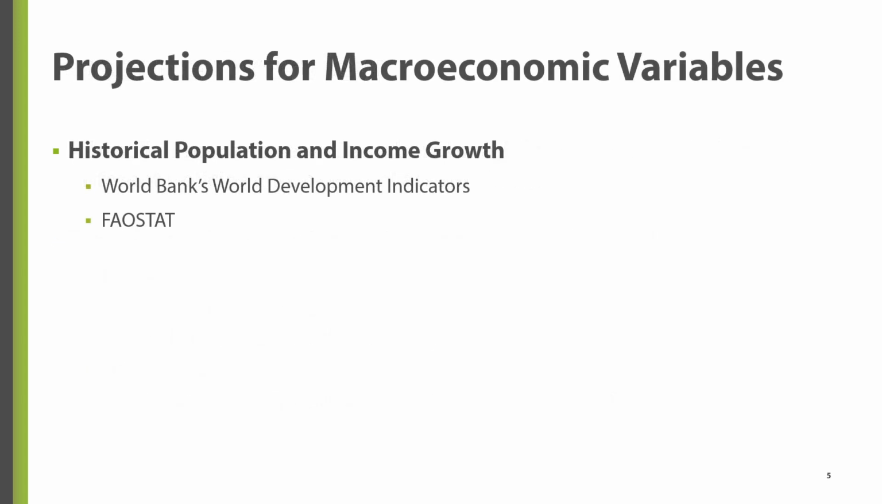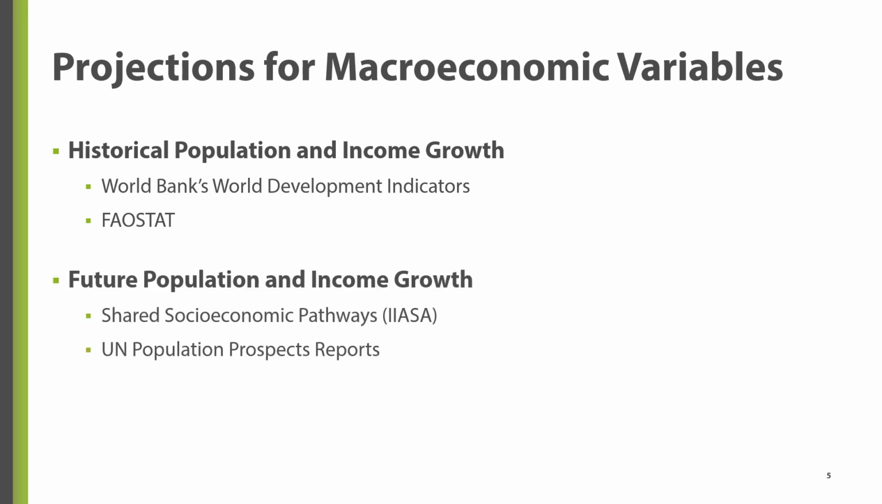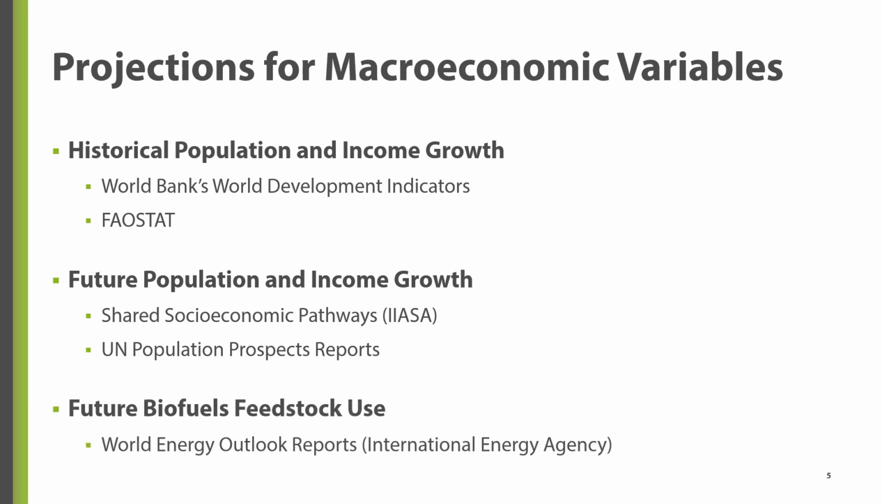For the historical baseline, you can use historical population and income growth from the World Bank's World Development Indicators, or FAOSTAT. For future population and income growth, you can use the Shared Socioeconomic Pathways, or the UN Population Prospects reports for population growth projections. Lastly, future trends in biofuels feedstock use can be obtained from the World Energy Outlook reports from the International Energy Agency.